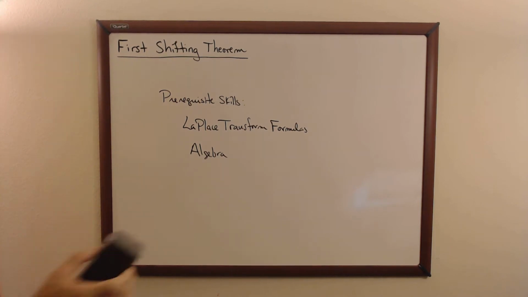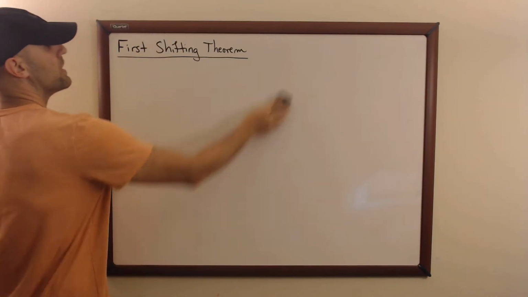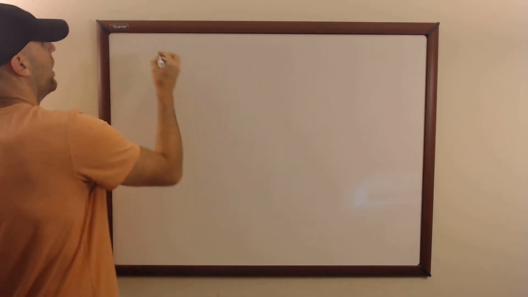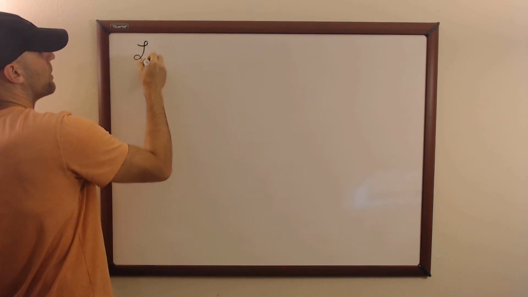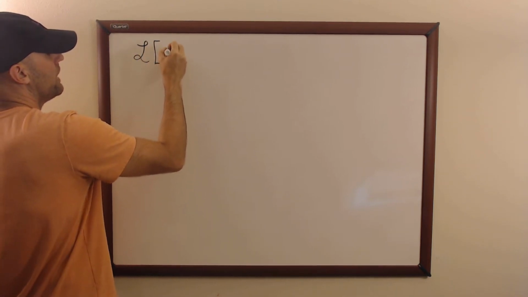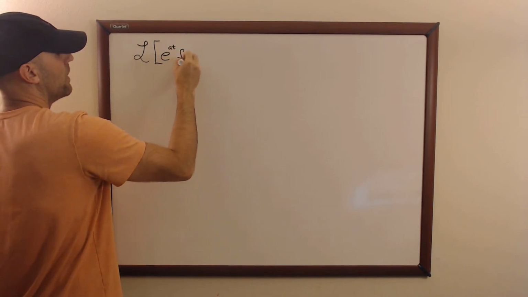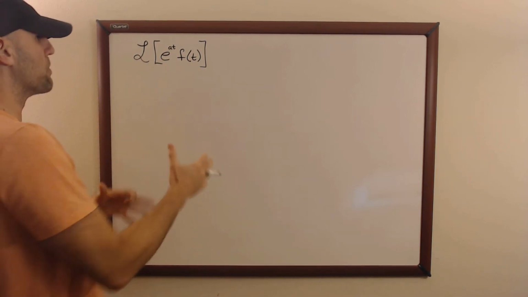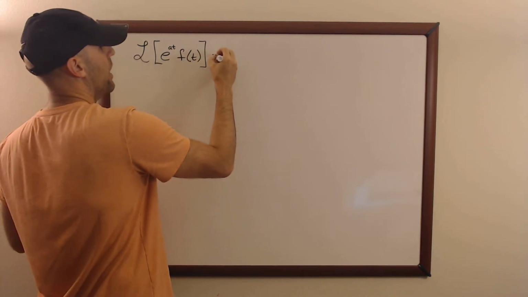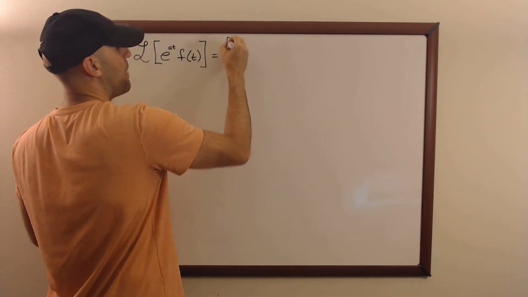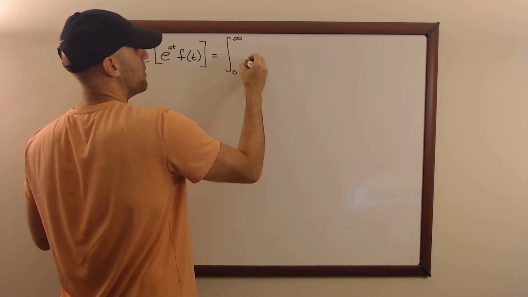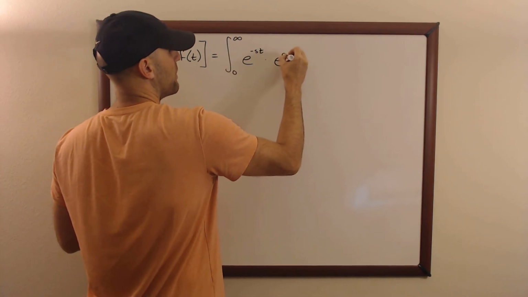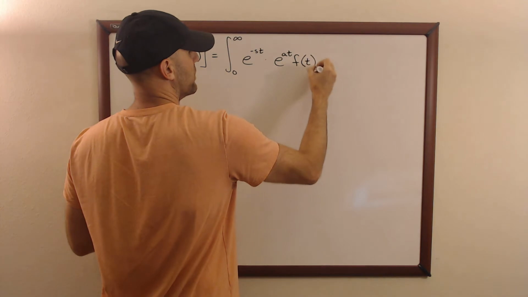So let me explain to you what the first shifting theorem actually says. What it does is it draws a parallel between two quantities. First of all, suppose I have the Laplace transform of e to the at times f of t. So it's a new function, right? It's a product of this exponential function and f. If I take this as an entire function, then by definition, the Laplace transform should be the integral from 0 to infinity of e to the negative st times my function, e to the at f of t dt.